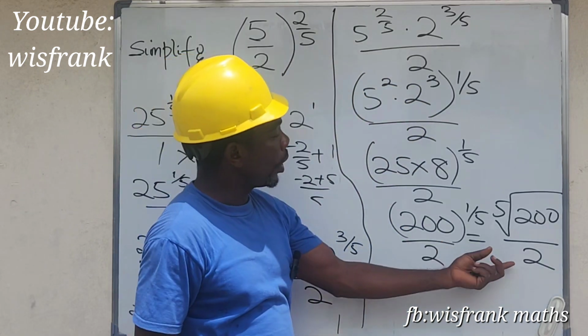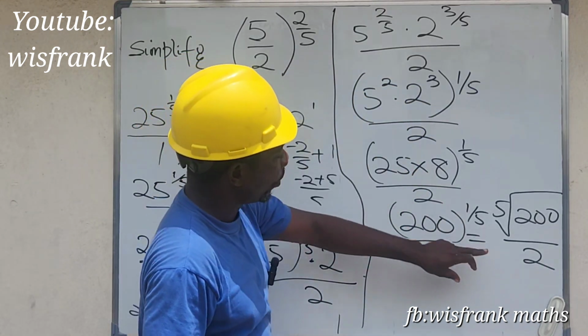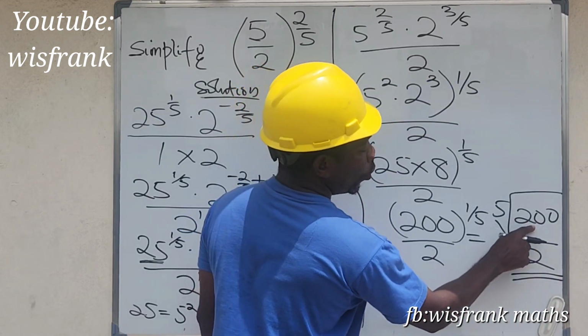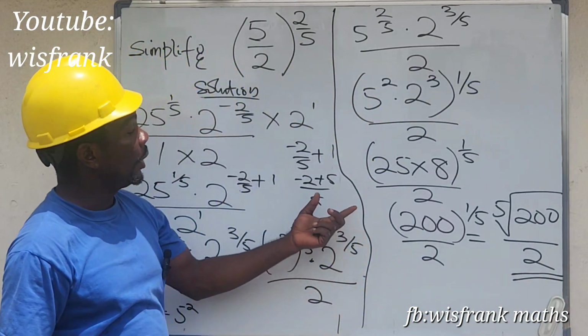So this is what we have. It is either we have this or we have this. So the nearest simplest form is the 5th root of 200 all over 2. So that is the answer to this.